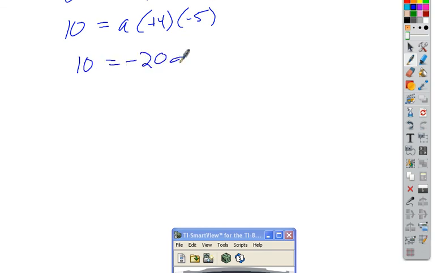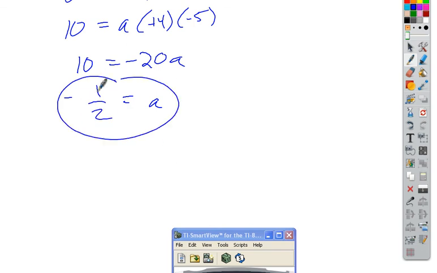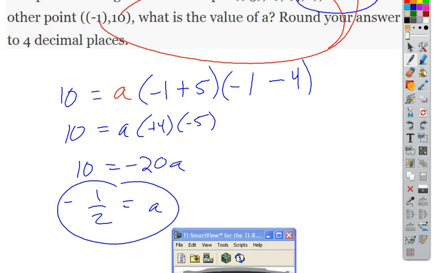Negative 1/2. Sure, if I divide both sides by negative 20, there it is. Okay. And I think they wanted us to round our answer to 4 decimal places. Well, negative 0.5 is all we need. It terminates, right? Okay? Questions on that? Good? All right.